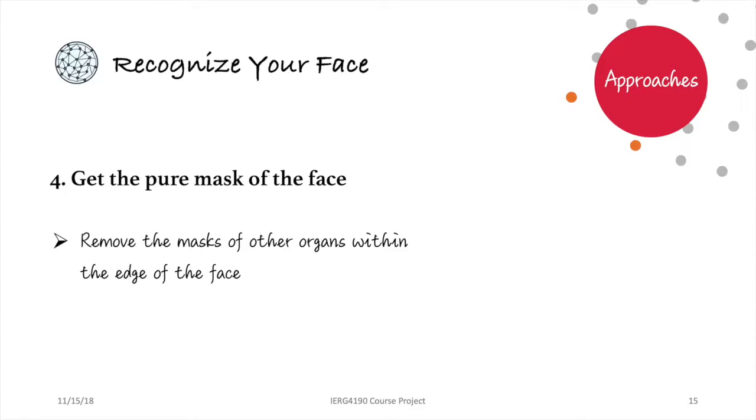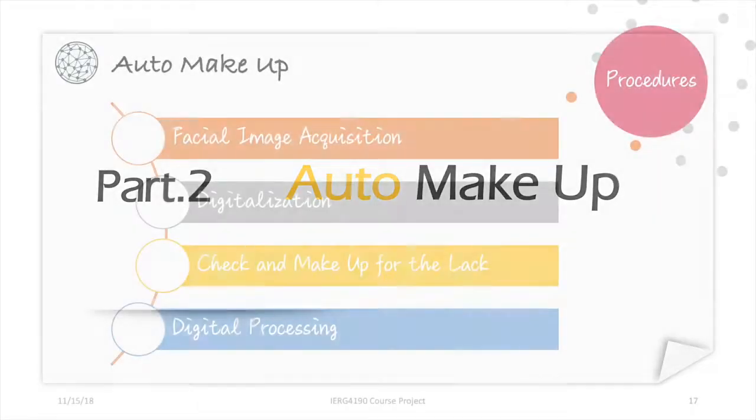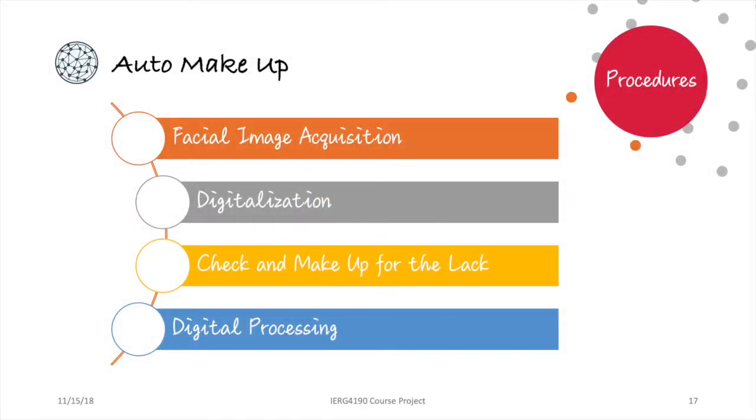After we have got all the masks for the organs, we can finally get the pure mask of the face by just removing the masks of other organs. Okay, after you know how to recognize face, we can start building the photos. There is the operation flow about how to achieve it.